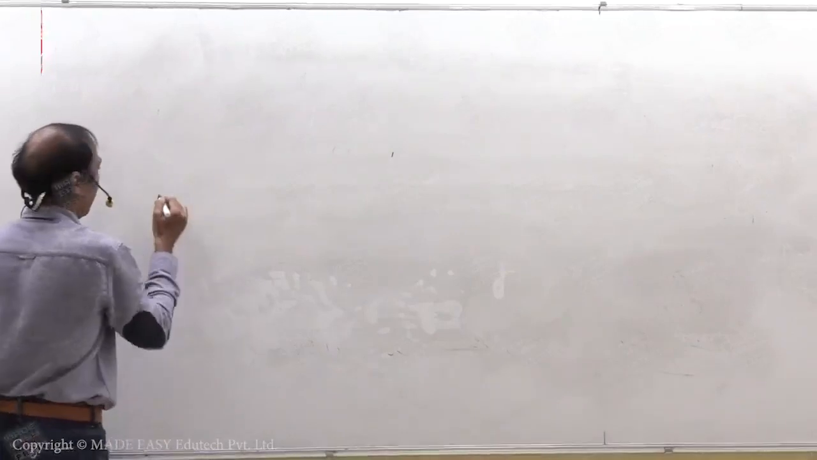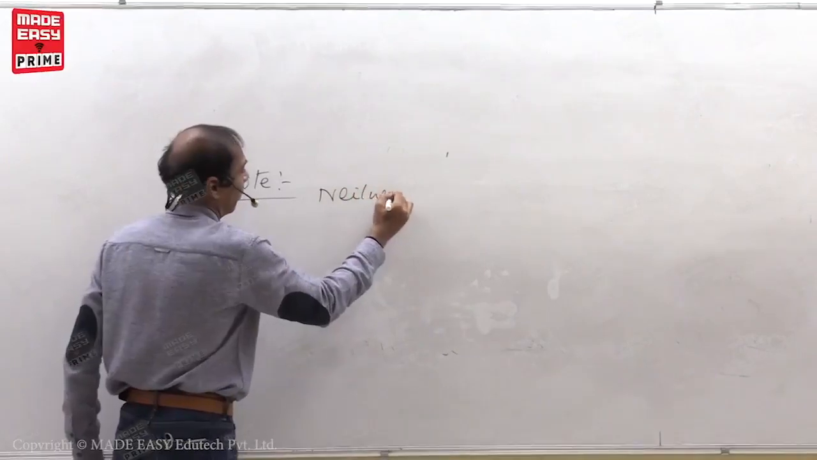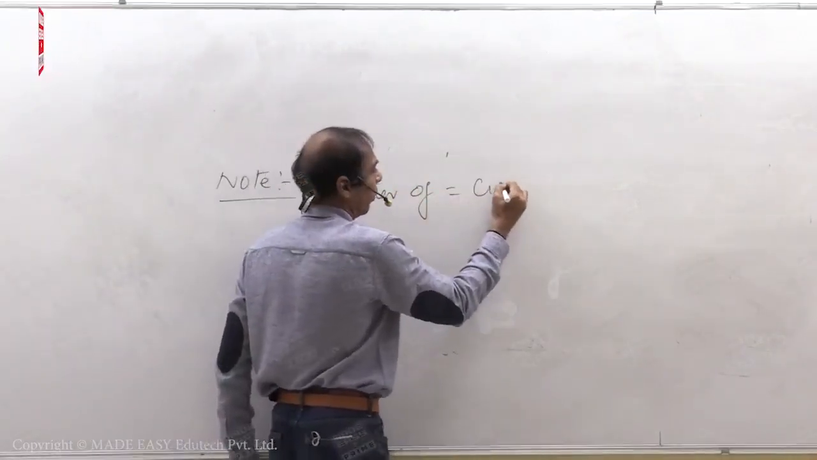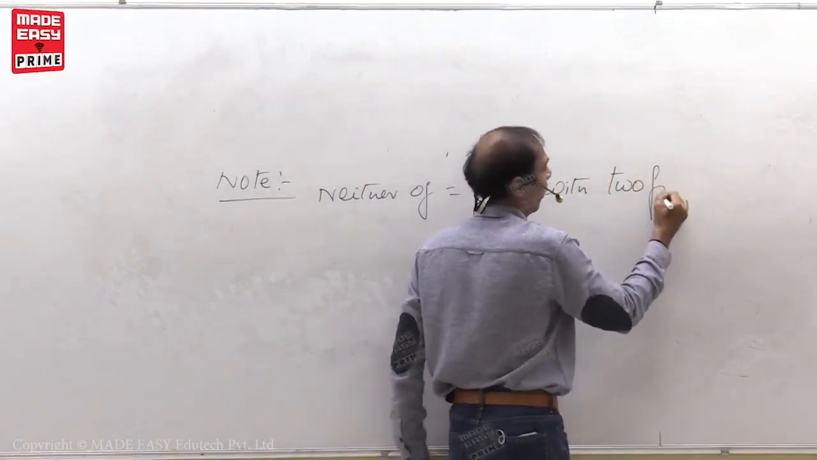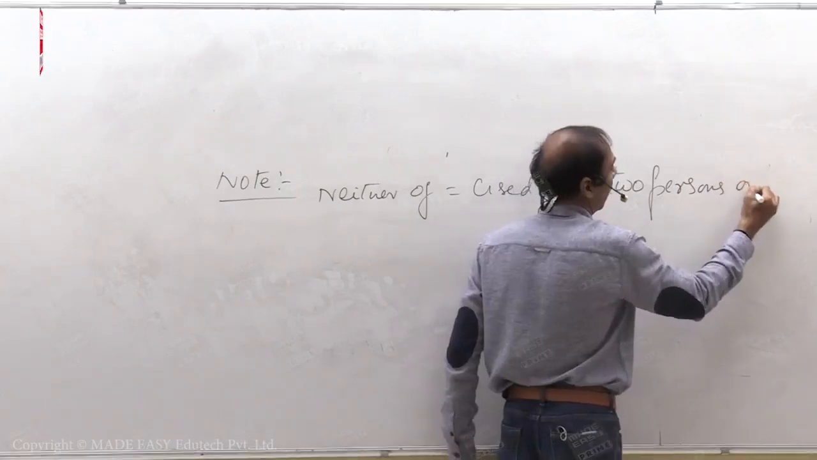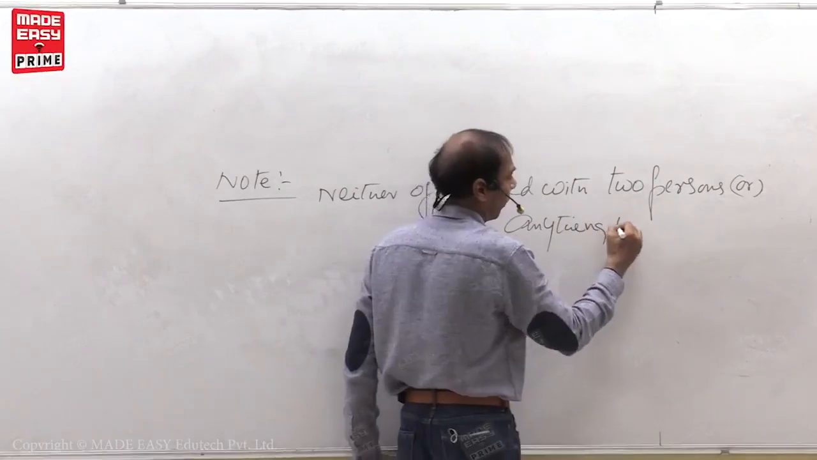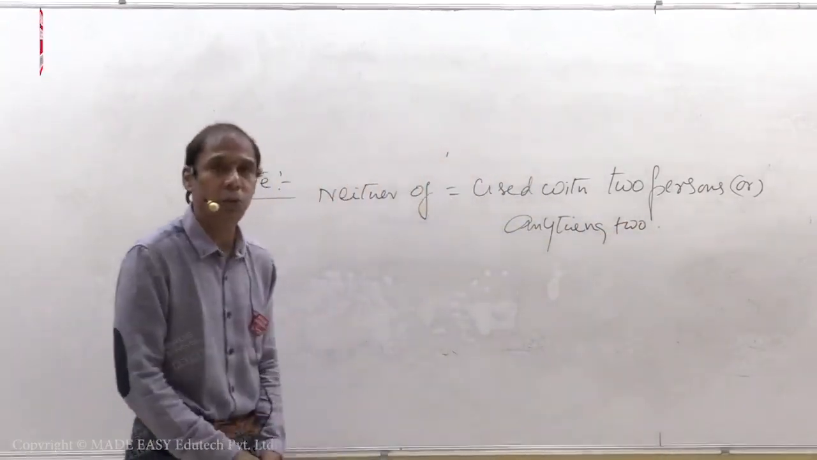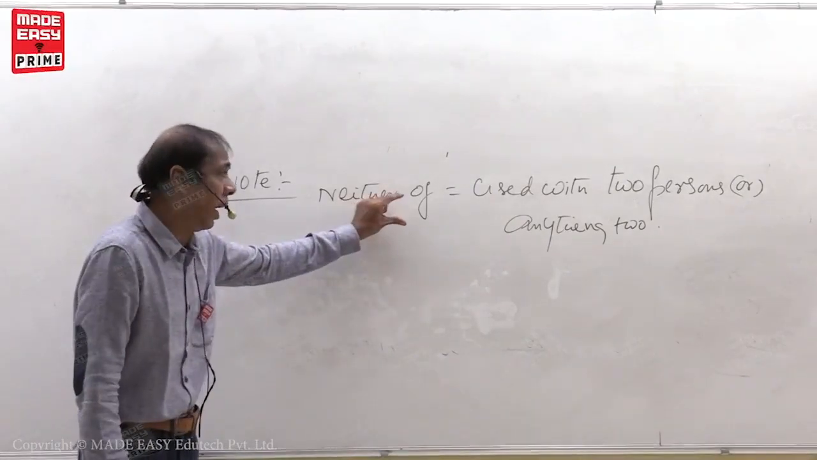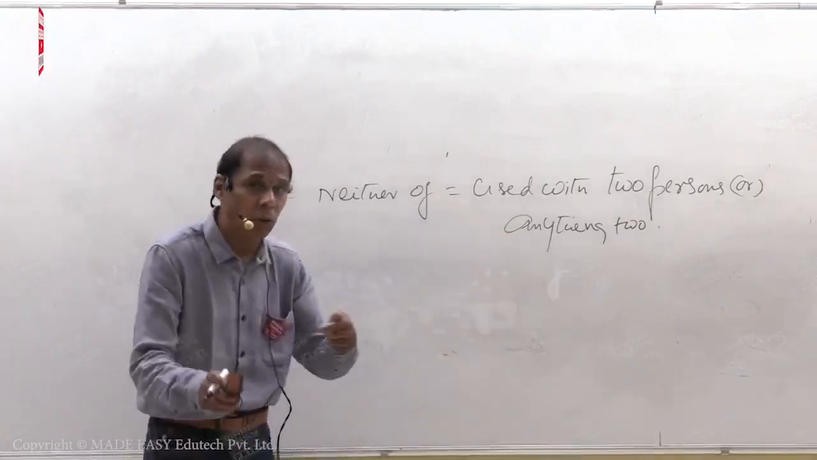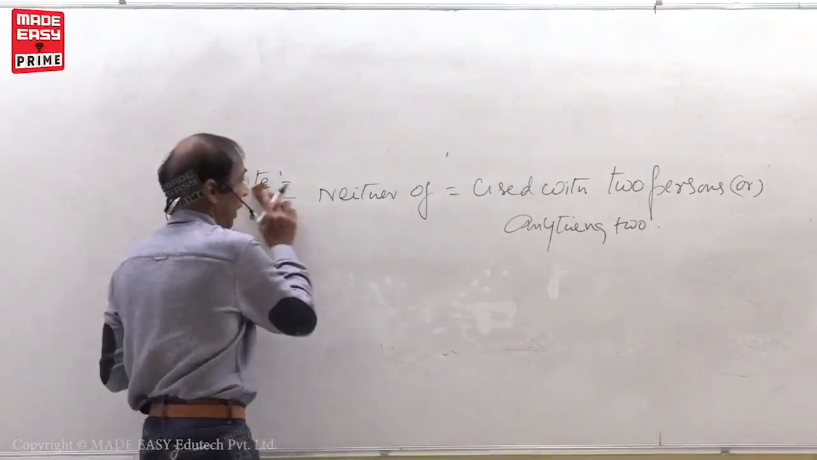Note. Neither of is used with two persons or anything two. Right? Why am I explaining like this? Now you will realize why I'm giving all these notes. You will realize now. Next.